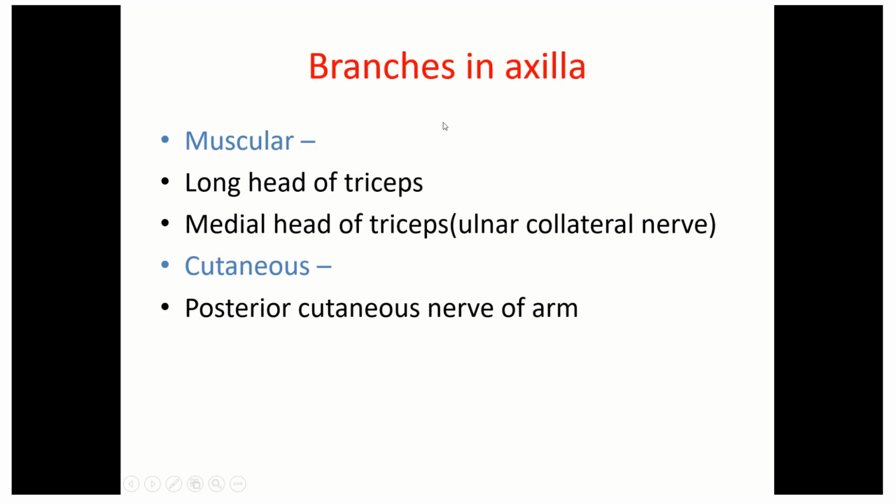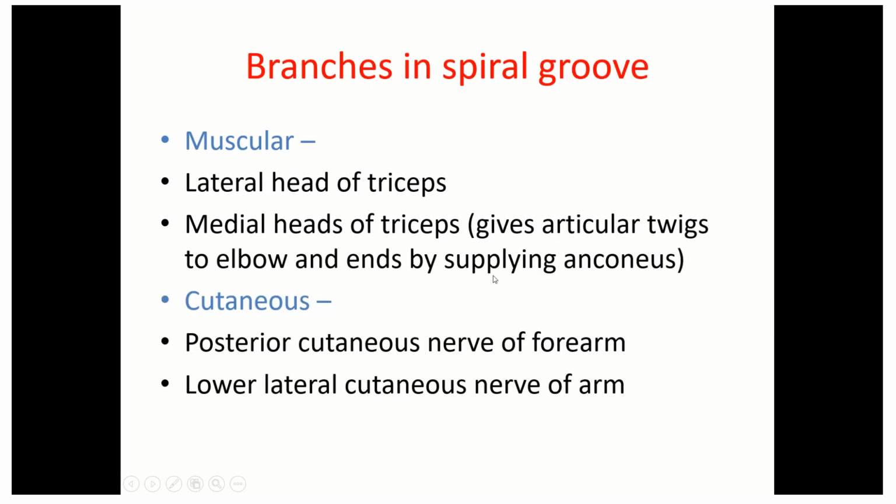And we can see here the branches in the axilla. Muscular branches will be a branch to the long head of triceps and a branch to the medial head of triceps. Especially this branch is also called the ulnar collateral nerve because it accompanies the ulnar nerve. And then the cutaneous branch will be the posterior cutaneous nerve of the arm. The name itself says that it is supplying the posterior aspect of the arm.